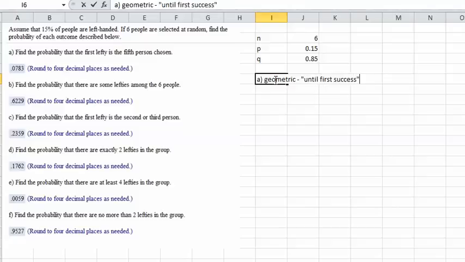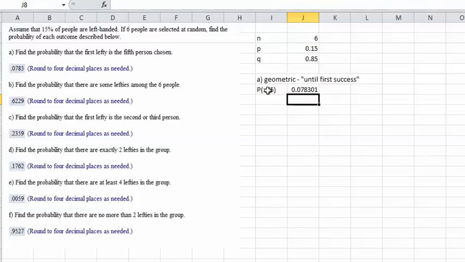And so what you have is a bunch of failures in probability multiplied together until finally you get what you want. So the probability that x is equal to 5 is going to be equal to, all right, well, what will that be equal to? Let's do the computation. It's going to be 4 right-handed people. So 0.85 times 0.85 times 0.85 times 0.85, or 0.85 to the 4th power, times, finally, on the 5th person selected, you get a lefty, so times 0.15.